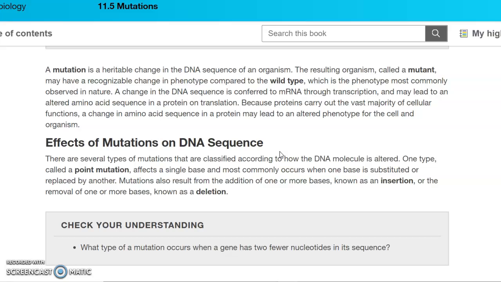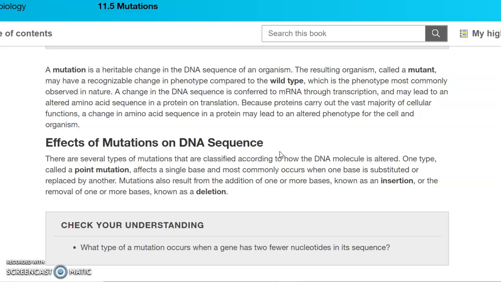If we get a change in the amino acid sequence of a protein, it more than likely will affect the function of that protein. In the protein world, we say structure determines function, and if the structure is different than it should be, then that protein may not work like it should. And this can lead to an altered phenotype, or how that gene is going to be expressed.